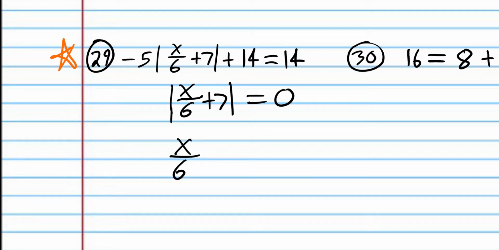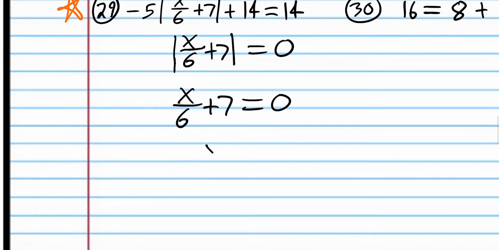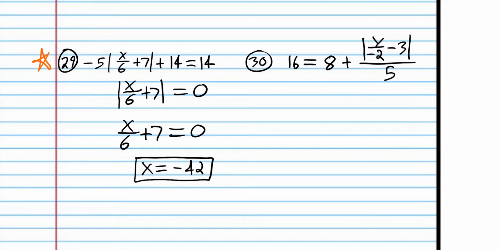x over 6 plus 7 is equal to 0. The only thing that would make this true is to make the inside 0. So we get x is equal to -42. So sometimes you only have one solution. So if you got that answer right, good job.